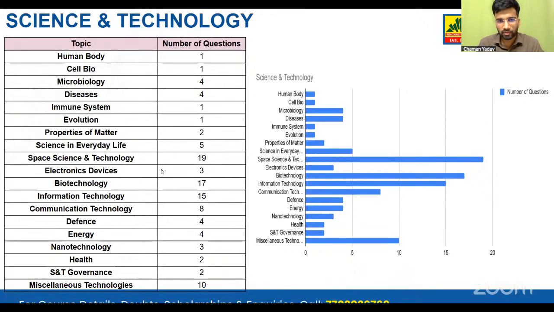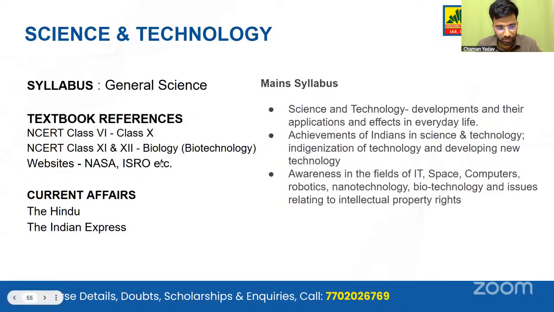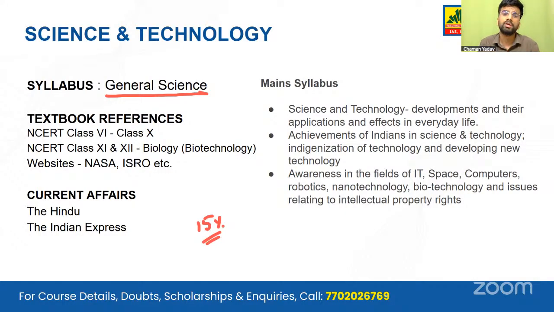Okay. So we are beginning with science and technology. As we have observed, around 15% of the entire prelims paper is directly or indirectly linked to the science portion of the syllabus. In the prelims syllabus, we are given just a very broad and vague line. It is written as general science, and a line is also written: current events of international and national importance. So current affairs and general science. Only these two words are mentioned in the syllabus.